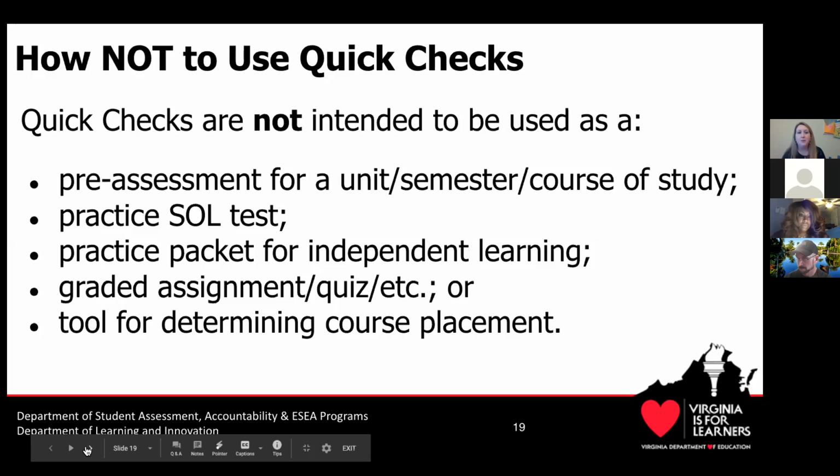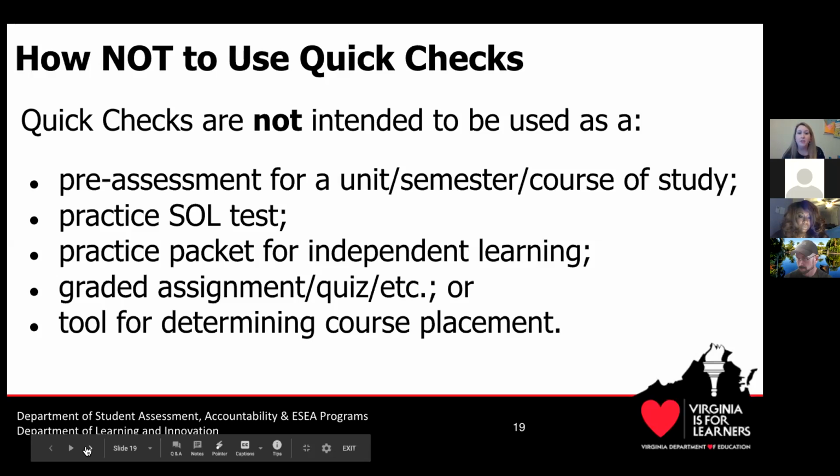Okay, there's certainly not a packet, right? The purpose of quick checks is for that formative feedback to help students and to help yourself drive your instruction and make intentional decisions on what you're doing in our time with students. So we're not going to give them a packet where there's no feedback to them or for you on how you can use that in real time. They're not to be graded, right?